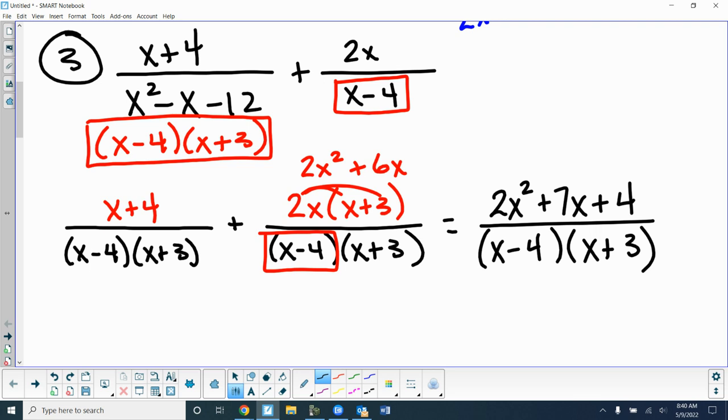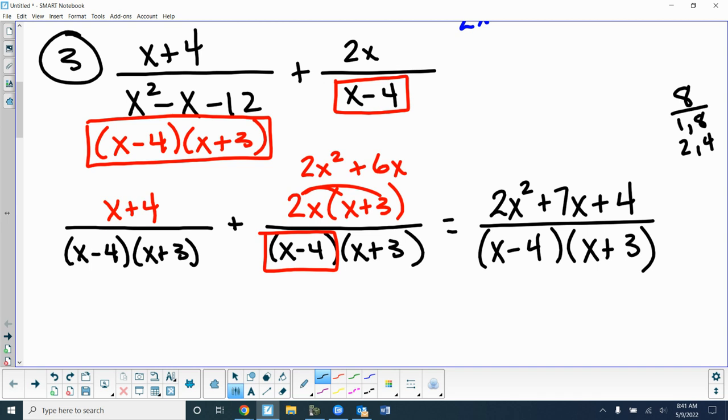Now I'm supposed to try to factor that numerator to see if I can reduce that fraction. Okay? And if I multiply 2 times 4 and get 8, the a times the c, 1 times 8 or 2 times 4. Will either one of those add up to 7? No. So will I be able to factor it? No. So I'm done adding it and simplifying. I can't make it any simpler.